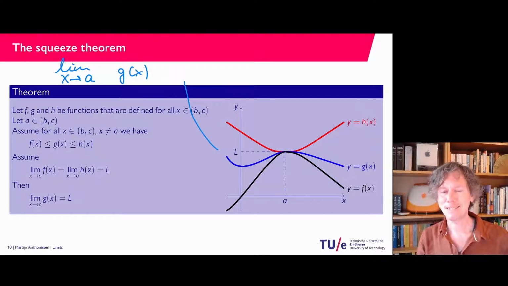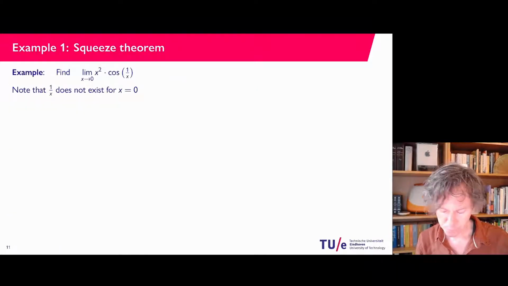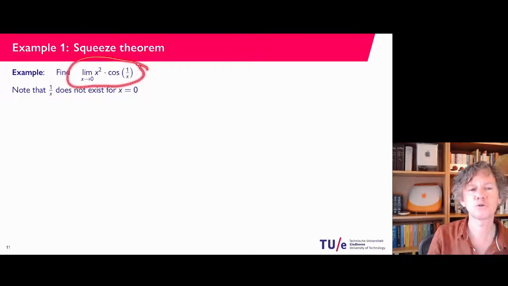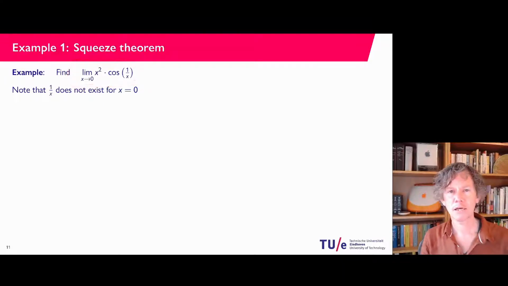Now, this is the theorem, so how can you actually use that? How do you use this in practice? Let's look at an example. Here we have the limit as x goes to 0 of x squared times cosine of 1 over x. This one we cannot tackle with the tools we have seen so far.